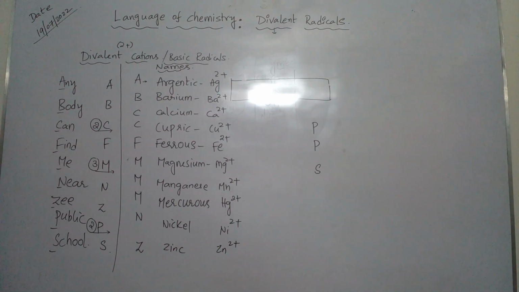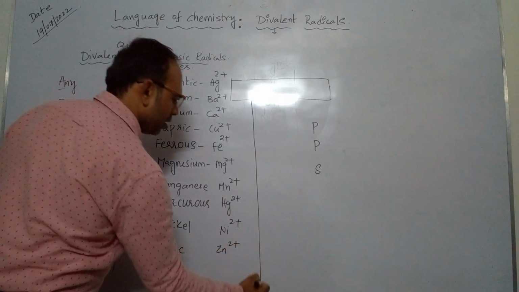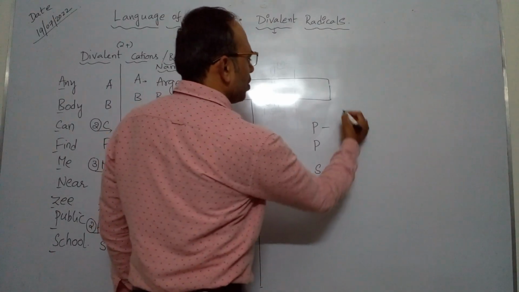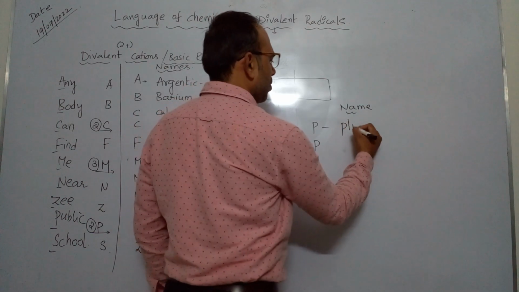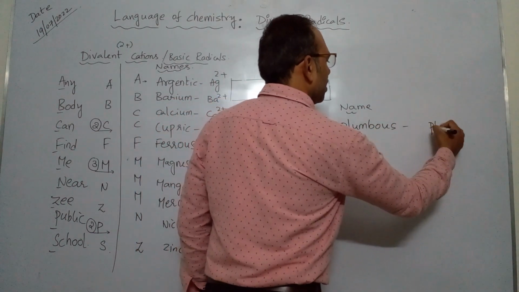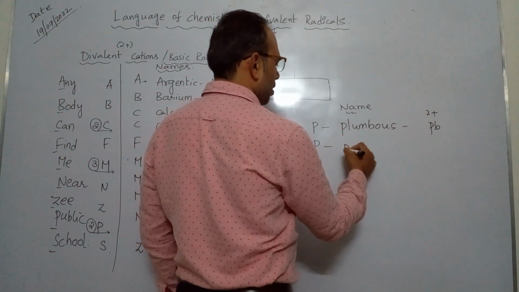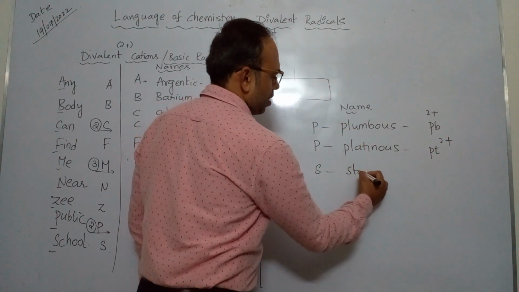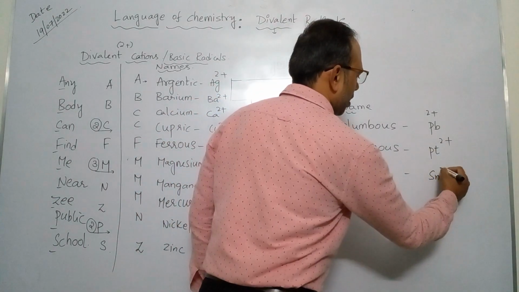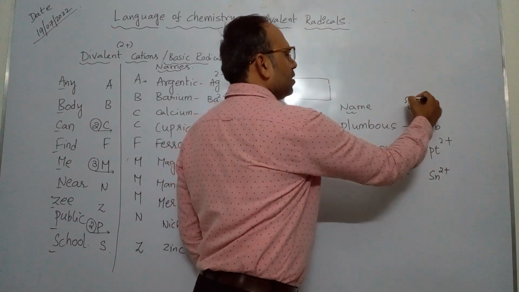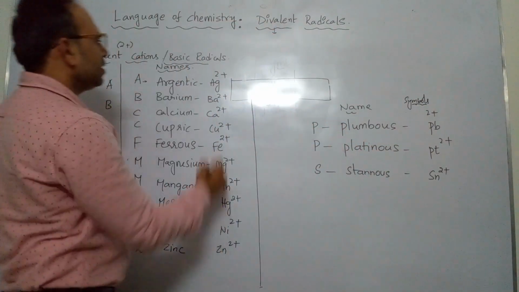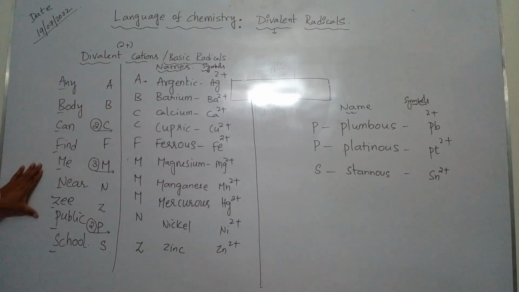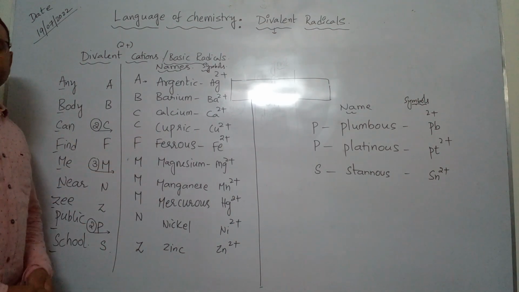Next, coming to the other side, that is we have P, P and S. So the names: plumbous, that is Pb2 plus. Platinous, Pt2 plus. And stannous, Sn2 plus. So these are the symbols for the divalent cations. Hope you have understood this. So very simple, anybody can find me near Z public school. Using this we have written divalent cations.